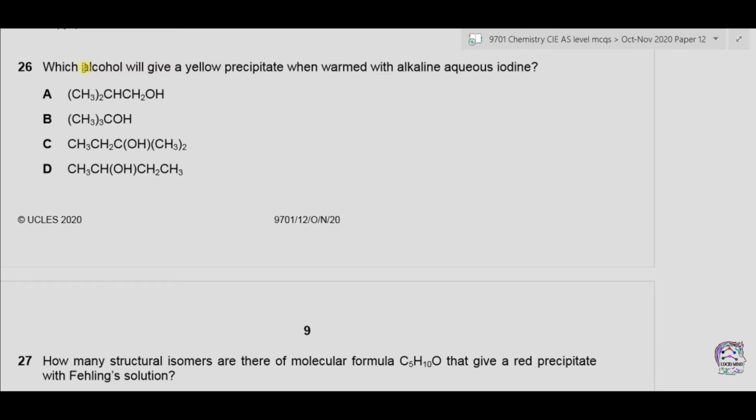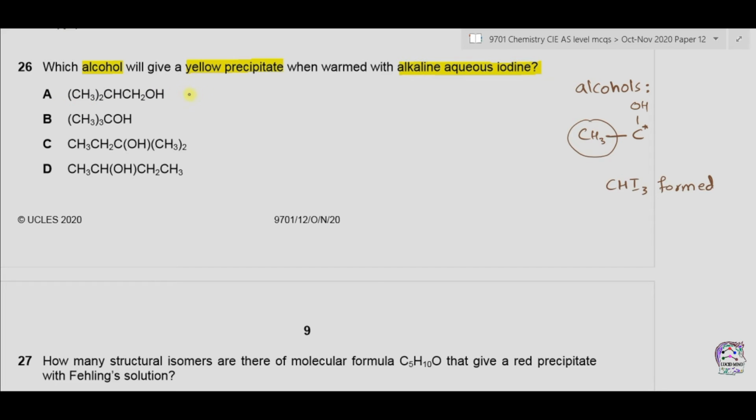Question 26. Which alcohol will give a yellow precipitate when warmed with alkaline aqueous iodine? For alcohols, you should always remember that only an alcohol having a CH3 group directly attached to the carbon atom having the OH functional group will give a positive result with alkaline aqueous iodine, and tri-iodomethane is formed, which is a yellow precipitate. Let's move towards the options.